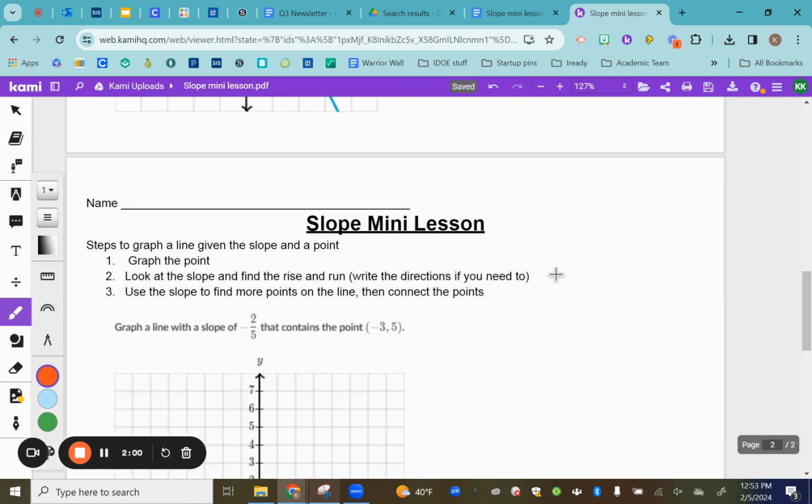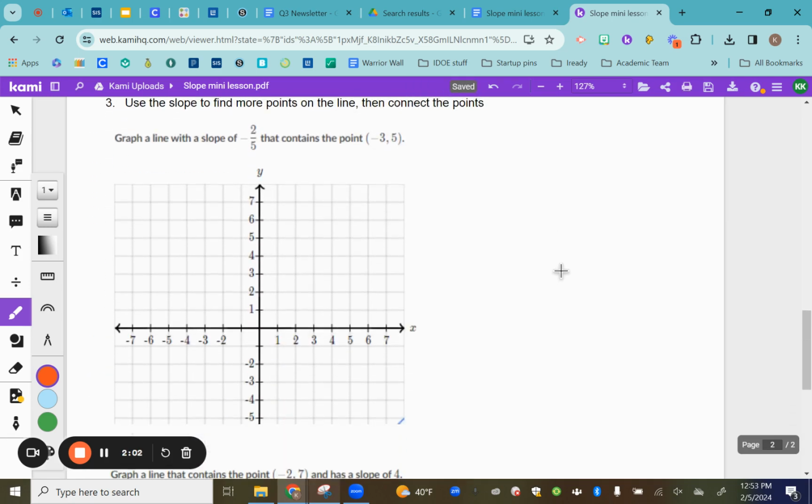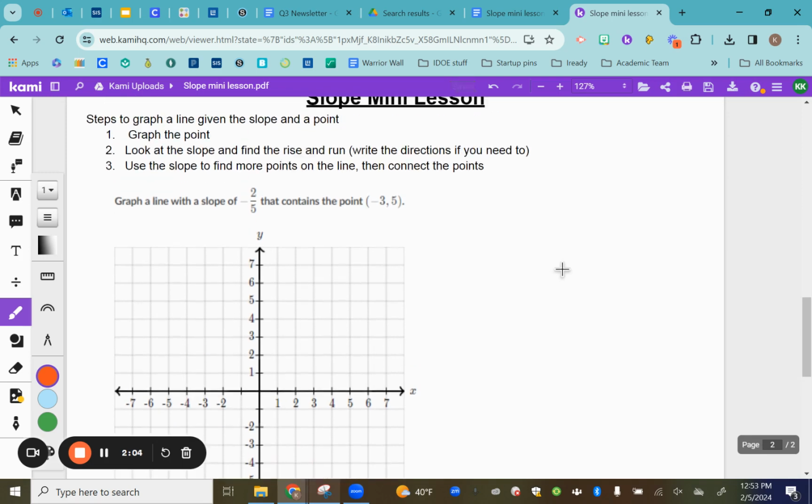Now the next part is the new part. This time we're going to be given a point, and we have to graph the line based on that point. And this question says find the line with a slope of negative 2/5 that contains point negative 3, 5. So first you need to graph the point, negative 3, 5. I always go sideways first and then up and down. So negative 3 will go to the left 3 and then up 5. So there's my point to start.